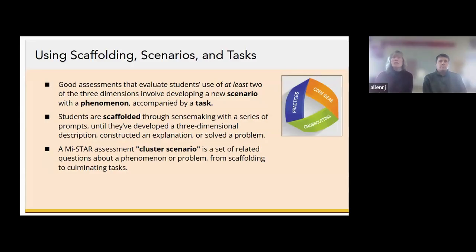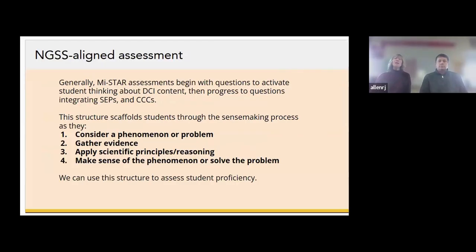So we use a cluster scenario or a set of related questions about a phenomenon or problem, and we scaffold students from very easy questions, usually DCI content, to the more complicated, more sophisticated, three-dimensional constructed response kinds of items. So when we ask students to look at an NGSS aligned assessment, we're asking them to do a sense-making process, and we scaffold them through it.